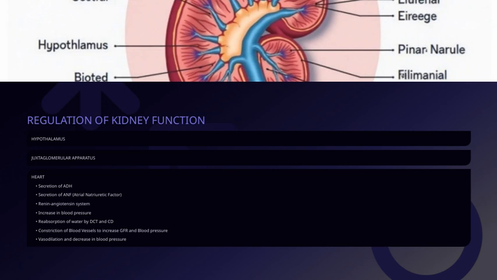These processes are tightly coordinated through feedback mechanisms involving the heart, the juxtaglomerular apparatus in the kidney, and the hypothalamus. Together, they ensure our blood pressure remains within a healthy range and our kidney function is properly regulated, which is essential for overall homeostasis.